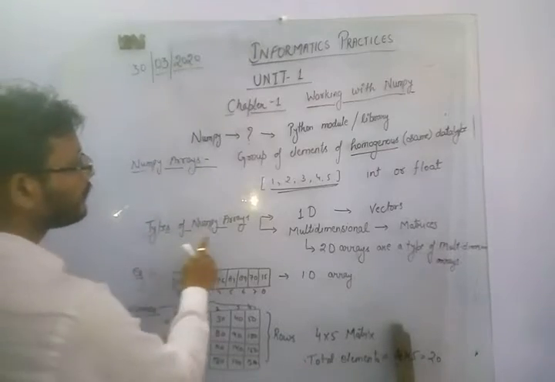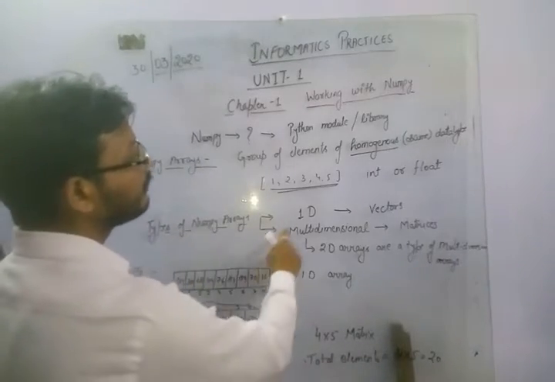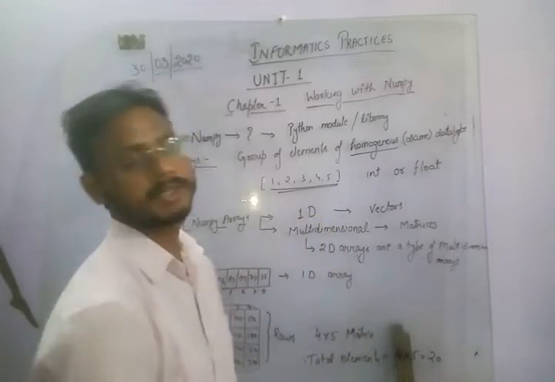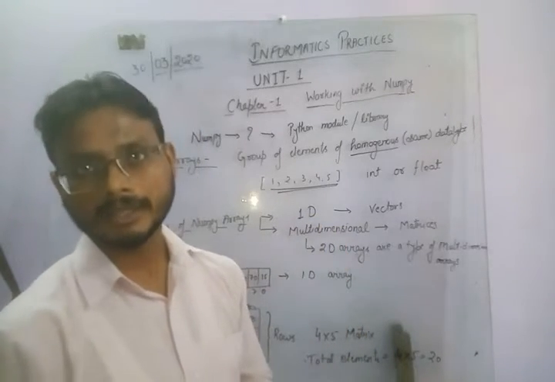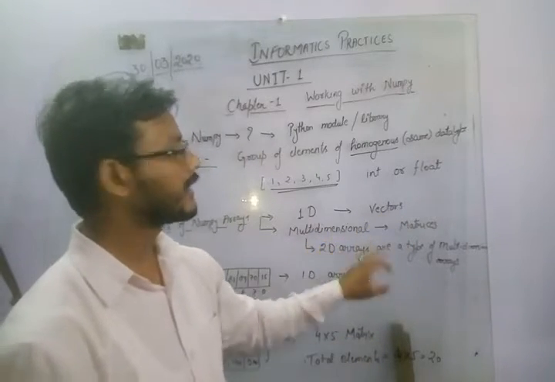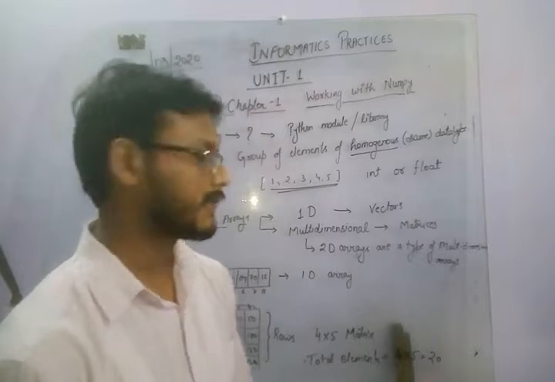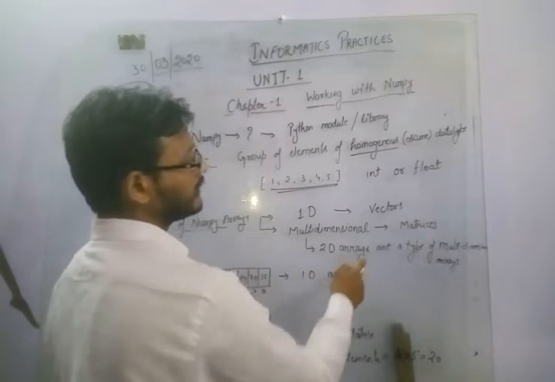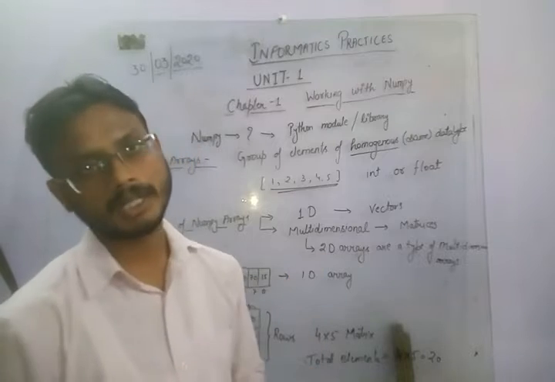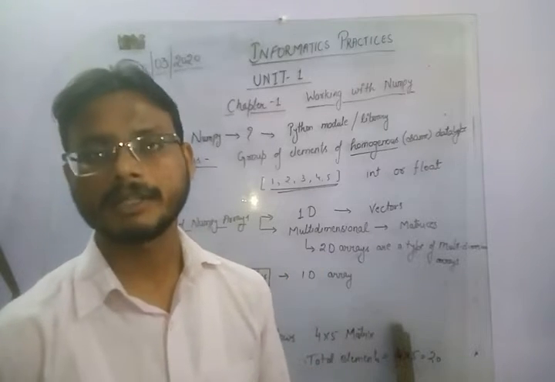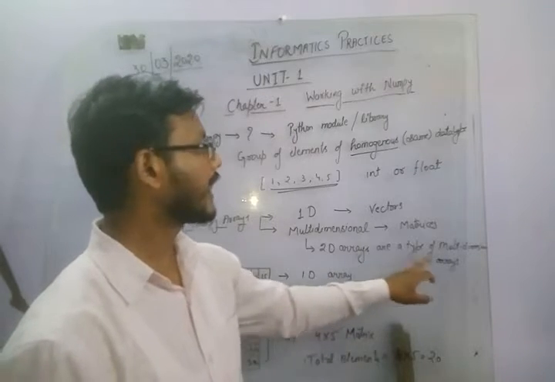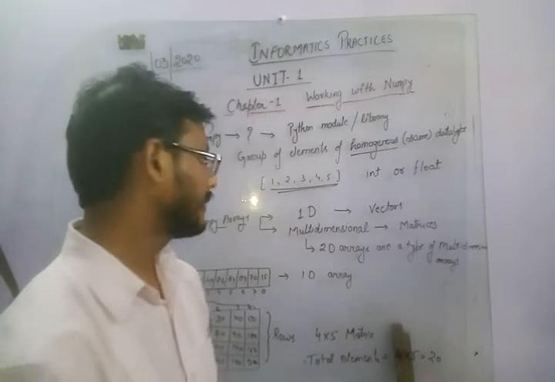Now, types of NumPy array. It is of two types, that is one-dimensional and multi-dimensional. One-dimensional arrays are known as vectors, while multi-dimensional arrays are known as matrices. In our course, we learn about two-dimensional arrays as well as one-dimensional arrays too. Two-dimensional arrays are a type of multi-dimensional array.